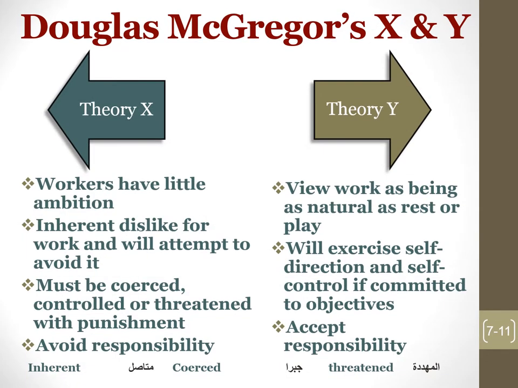Theory X workers have little ambition, have a dislike for work, and attempt to avoid it. They must be coerced, controlled, or threatened with punishment, and they avoid responsibility. But Theory Y workers view work as being as natural as rest or play. They will exercise self-direction and self-control if committed to the objectives, and they may accept responsibility.